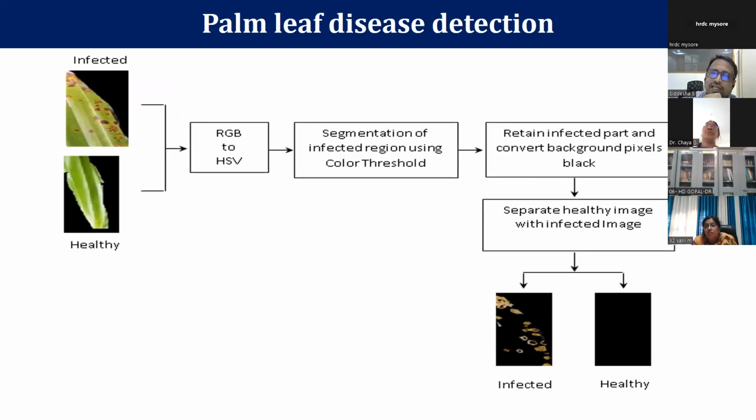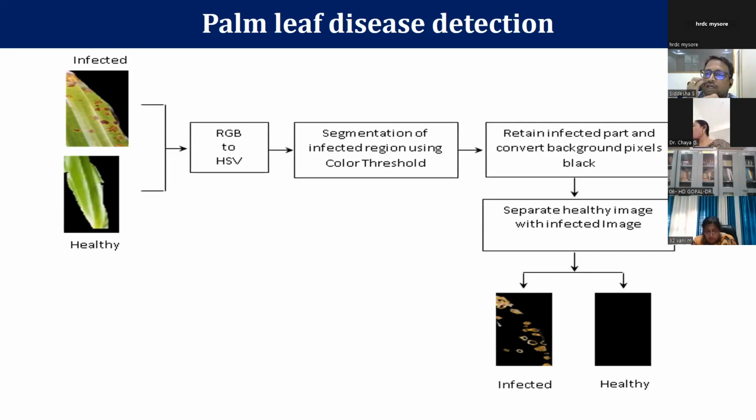Next, at the nursery level, we have considered the case of palm leaf disease detection. We can see some spots on the leaf. One is the healthy leaf and another is the infected leaf. If you use that video, it will automatically mark certain parts of the tree as infected.